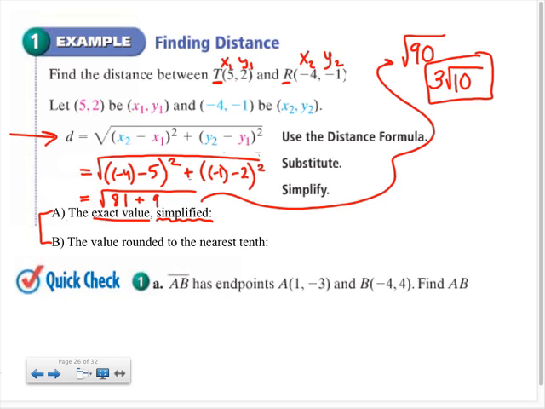For part B, you're asked to round to the nearest tenth. And for this, of course, I would expect you to use a calculator. You don't have to do that in your head. 3 radical 10, when I enter it into my calculator, I find that it's 9.486, and so forth. I'm asked to round to the nearest tenth, and that would be 9.5. And I'll box that. That's my final answer for part B.